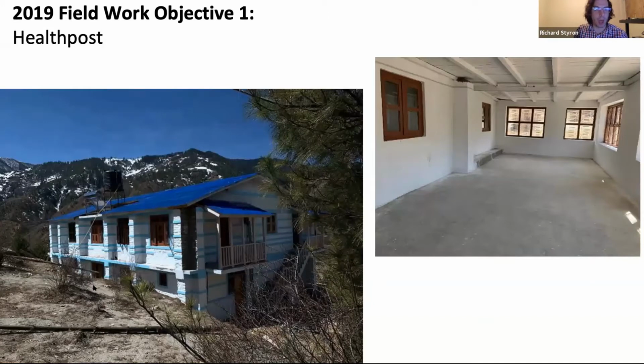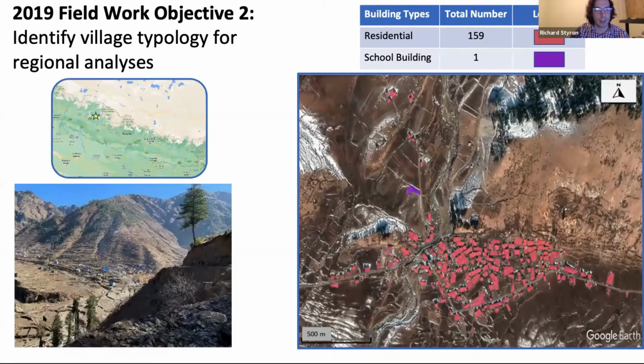And this was a health post that is in the finishing stages of construction. So it's very new and it has more wood involved. So we've also been doing quantitative surveys in addition to just characterization of the typologies of buildings. For example, at the Talphi site, we have 1 school building and 159 residential buildings, and these will all be included into our quantitative analysis.